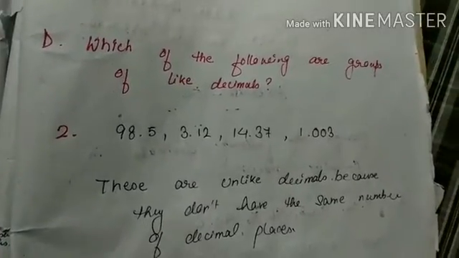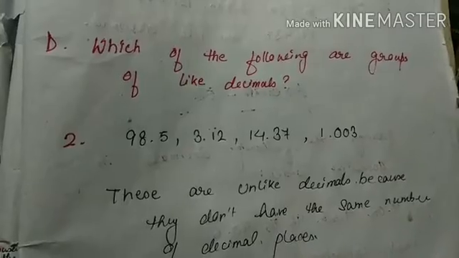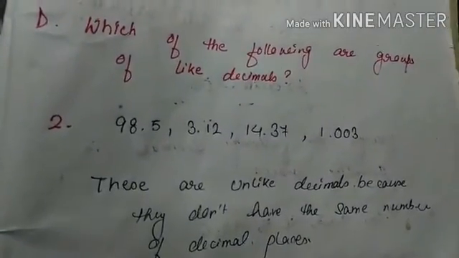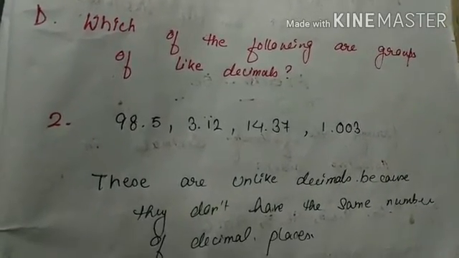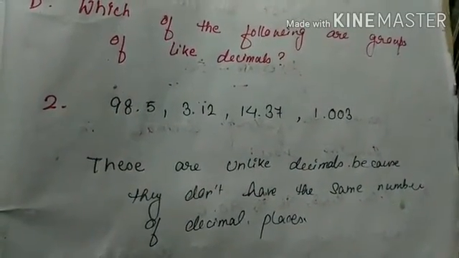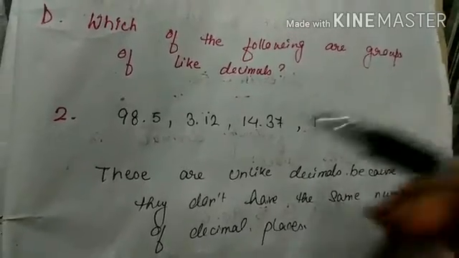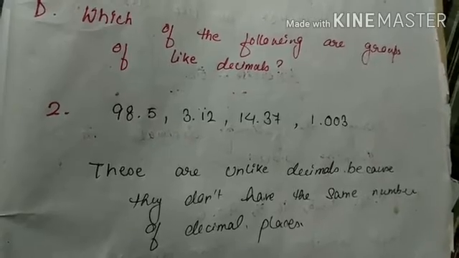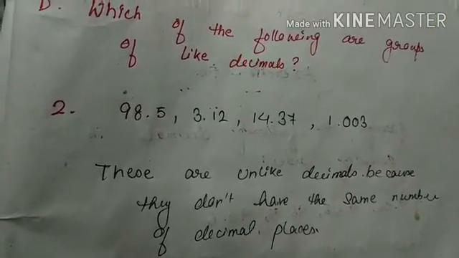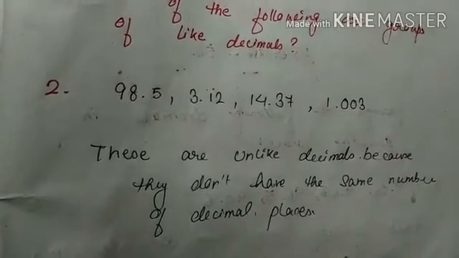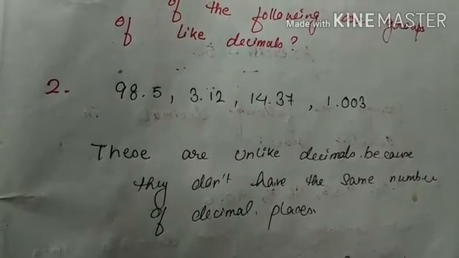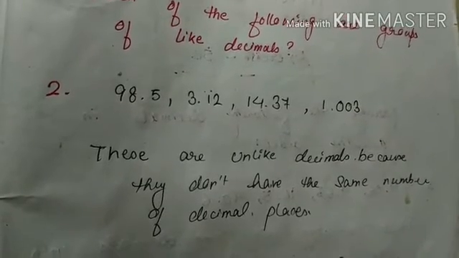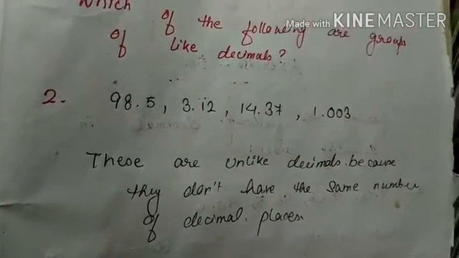Number D, which of the following are groups of like decimals? Number 2, you have to find the like decimals. Decimals having the same number of decimal places are called like decimals. So you can see here the decimal places are not the same. So these are unlike decimals because they don't have the same number of decimal places. So this is unlike decimal, this is not like decimal.